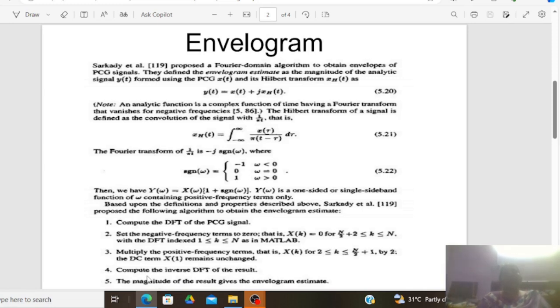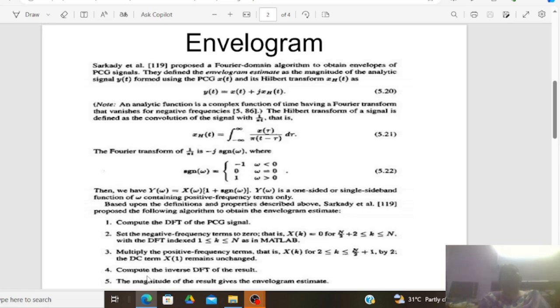When you analyze the same PCG signal in the Fourier transform domain, we have y of omega equal to x of omega times 1 plus signum of omega, because we are analyzing the Hilbert transform signal in the Fourier domain. That is why we have 1 plus signum of omega. So we have that analytical signal now.